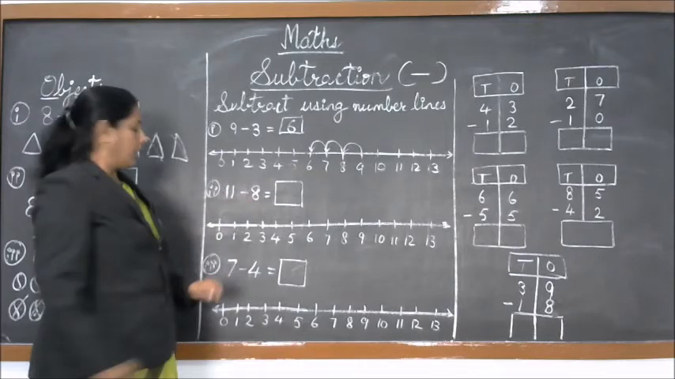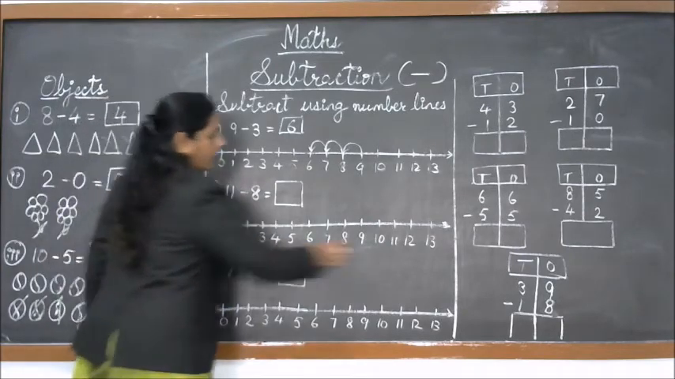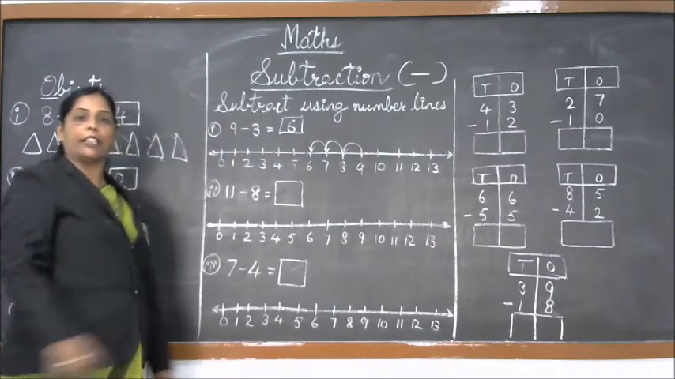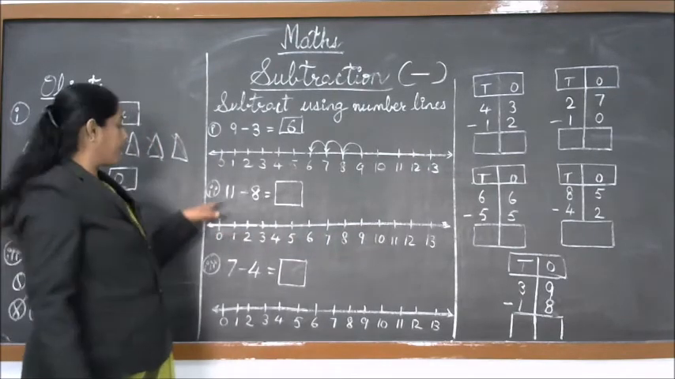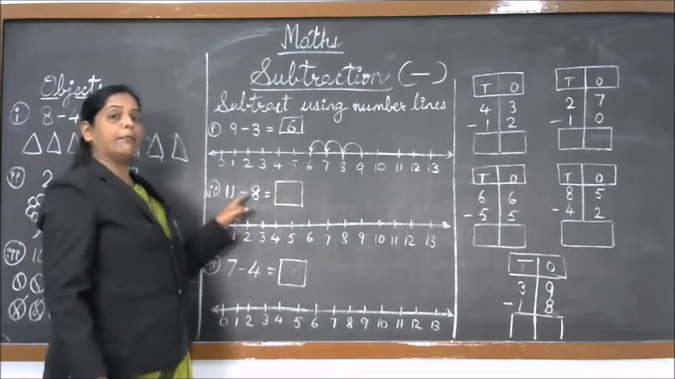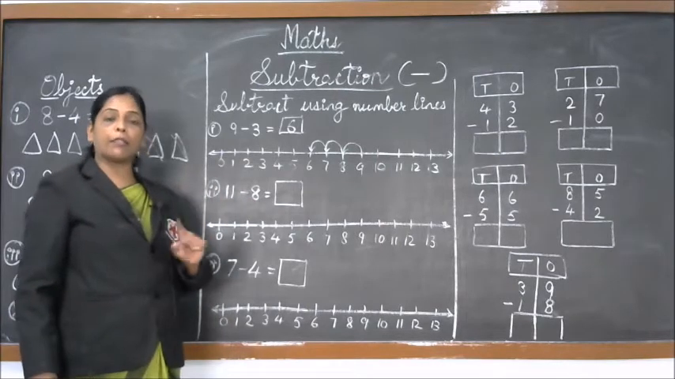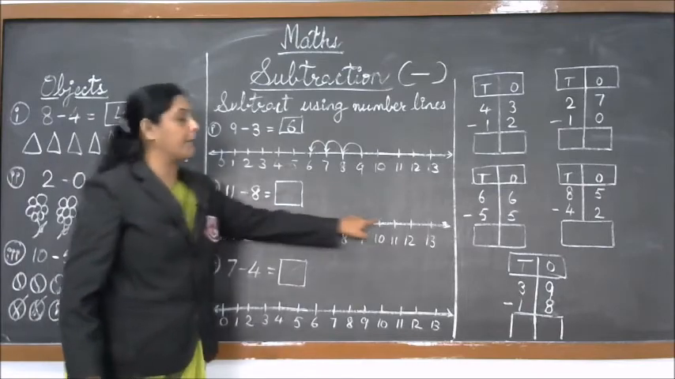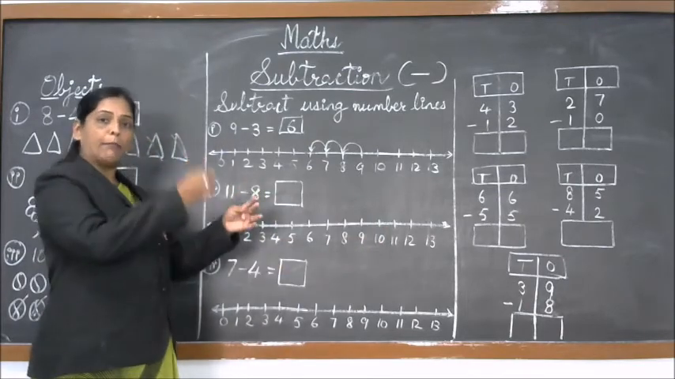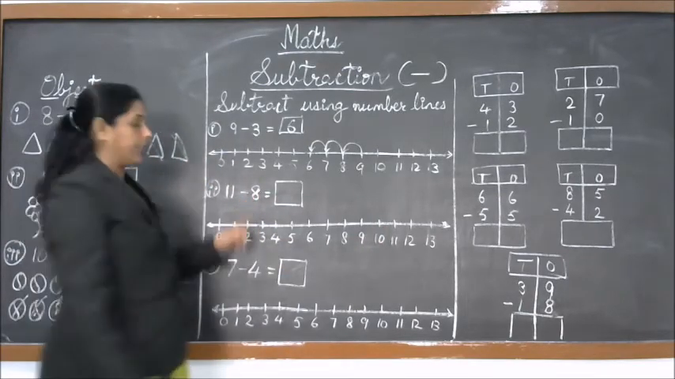11 minus 8. The number line starts from 0 and it ends at 13, and the total numbers are 13 on the number line. If my sum is 11 minus 8, the first number where I am going to start, or keep my pen, will be number 11, and one by one I have to deduct 8. Let us start.